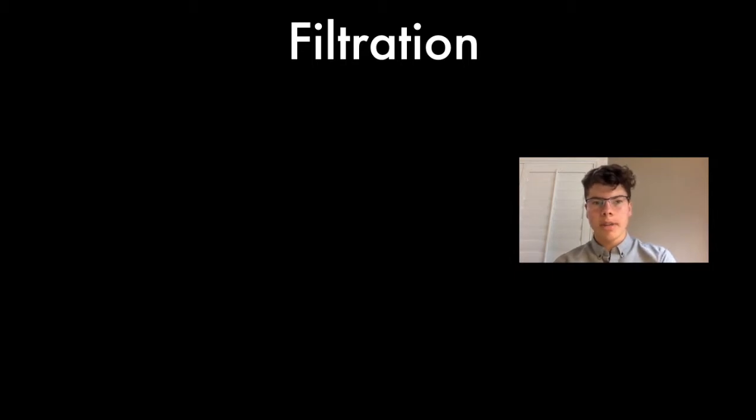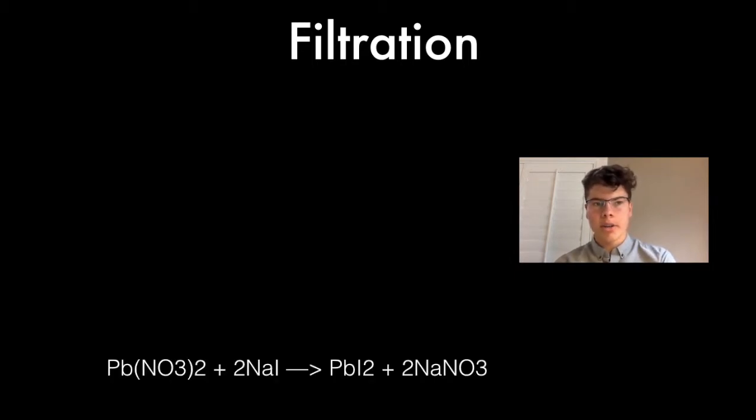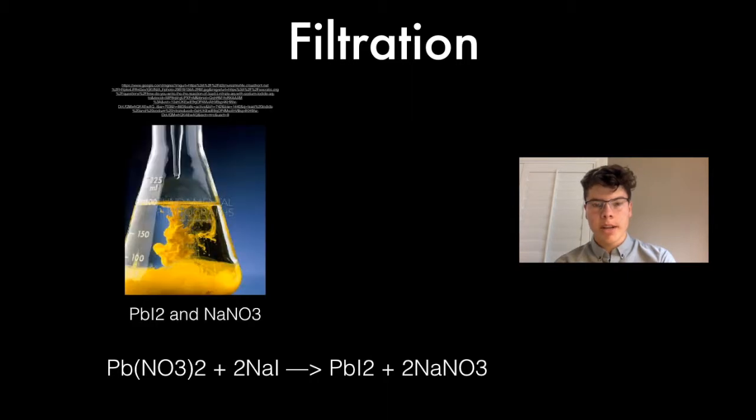Let's say we want to mix lead nitrate and sodium iodide together. As the reaction occurs, two products will be formed, sodium nitrate and lead iodide. According to solubility rules, the sodium nitrate will be soluble and therefore liquid, while the lead iodide will form a solid precipitate. The resulting solution will have a liquid substance and a solid substance sitting on the bottom.